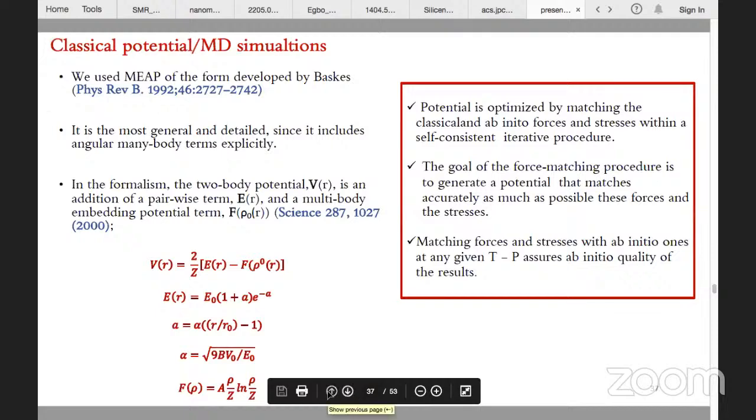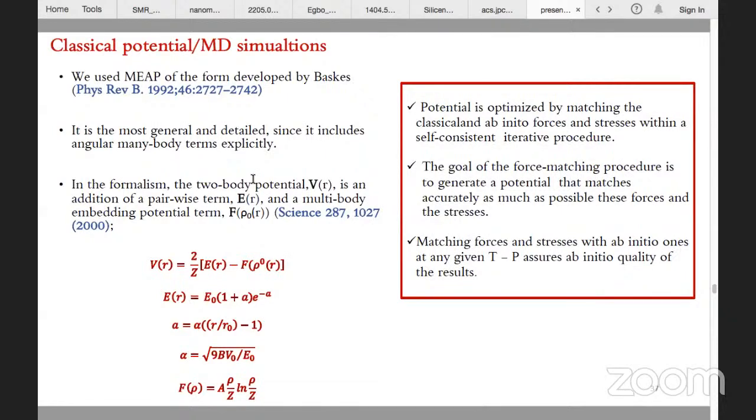Now, when we saw this paper, we spoke to a friend who has developed a classical potential for iron. He used the modified embedded atom method to develop the classical potential for iron. I don't want to go through the details of the potential development, but anybody who's interested can check this paper. What he has done is use this force matching method, where they match ab initio forces and stresses to obtain some of the parameters of this potential. In any case, we took the potential and implemented it in the classical molecular dynamics code.